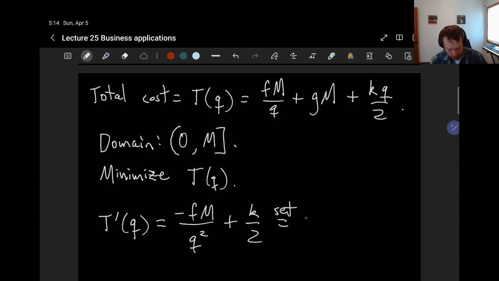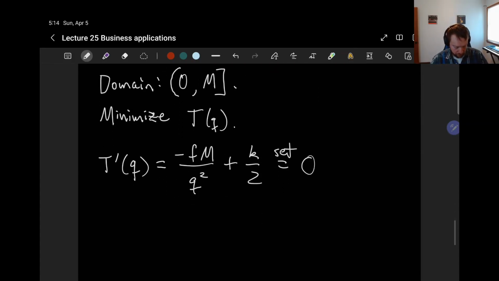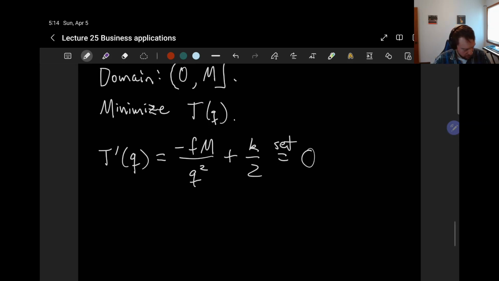So you set that equal to 0, and then solve for Q. Okay. Well, for the purpose of time, I'm going to skip some of those steps. It's not too challenging.